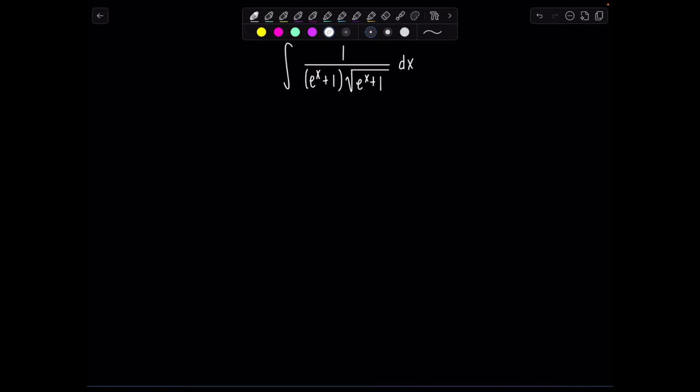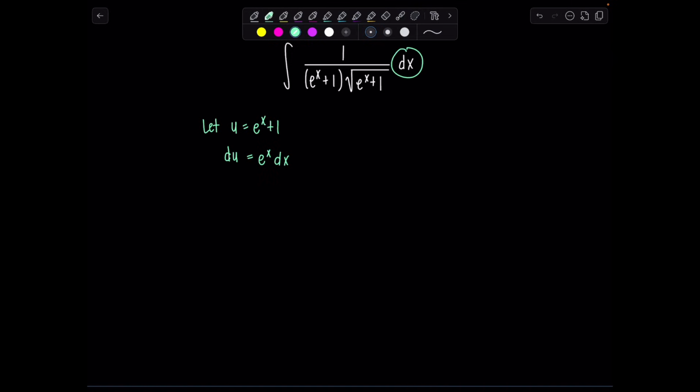I'm going to jump right in and start off with a u-substitution. We see this theme here of e to the x plus 1, e to the x plus 1. So let's go ahead and just try letting u be e to the x plus 1. And then that means du would be e to the x dx, which I don't have, right? All I have is this dx sitting right here.